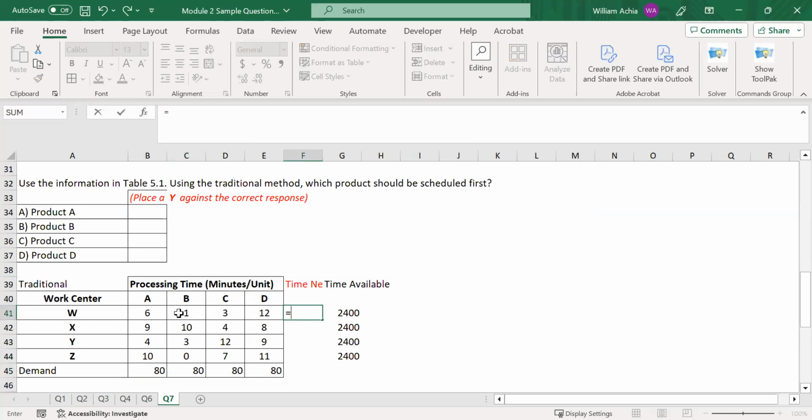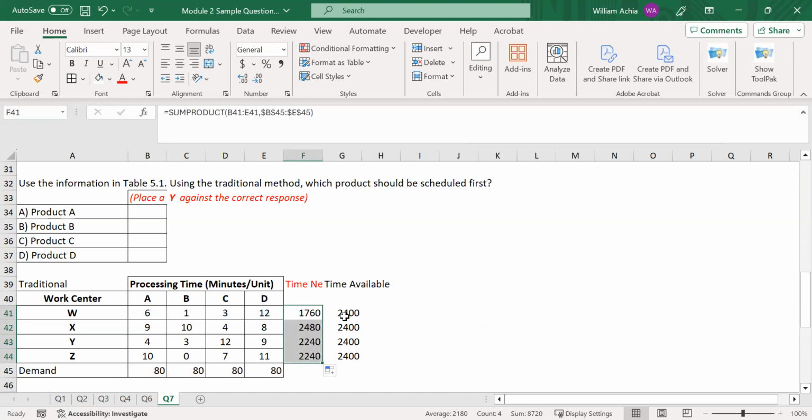You could use a SUMPRODUCT function for this, and just multiply these 4 values here by the corresponding demand. I'm going to hold the demand values constant. This is where I add those dollar signs by hitting F4 on your keyboard, so that I can drag down my formula.